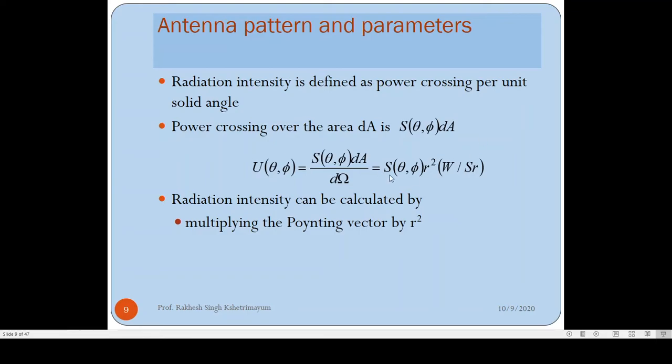We can define it as, basically, d omega is dA by r squared. dA cancels out, and it's simply r squared S of theta, phi. The unit of radiation intensity is watt per steradian. If you want to find the radiation intensity U, you simply multiply r squared by the Poynting vector S.